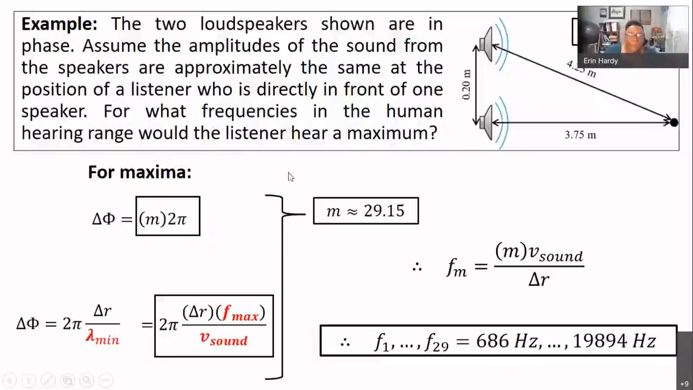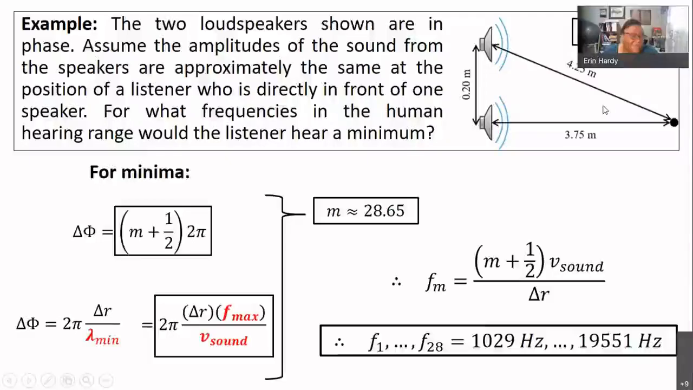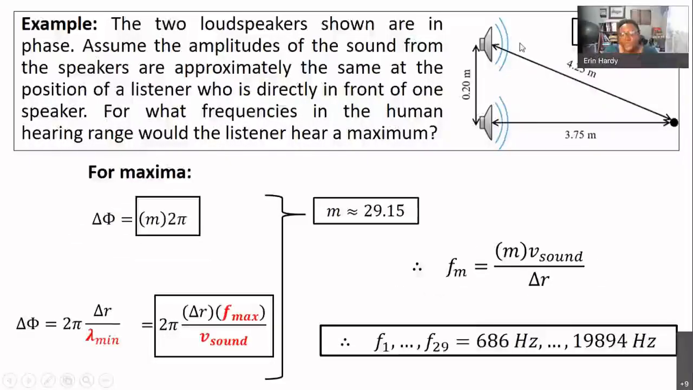So instead of a half integer multiple of 2 pi, we want a full integer multiple of 2 pi. Our phase constant definition is no different because this is the same physical scenario as before. We're still looking at two sounds that have the same wavelength, propagating at the same speed. The position of the observer is the same, so the path length difference is still going to be delta R.